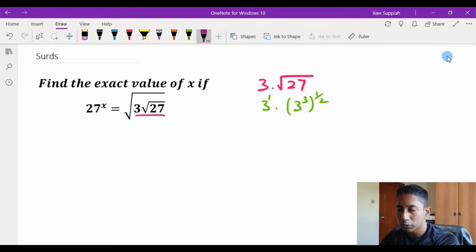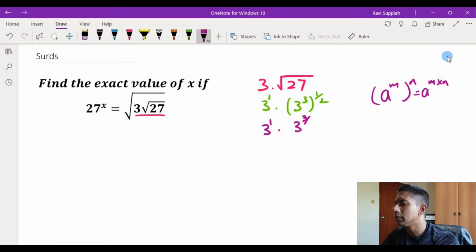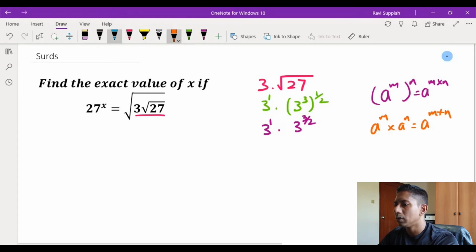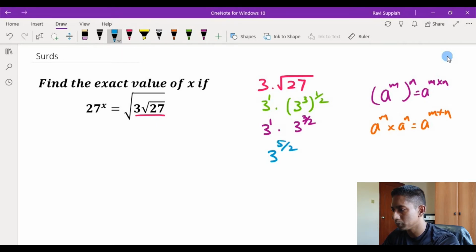By indices rules, we know that (a^m)^n is a^(m times n). So here what I have is 3 to the power of 1 multiplied by 3 to the power of 3 over 2. Now the next indices rule we're going to apply is a^m multiplied by a^n is equal to a^(m plus n). We can apply this rule over here. So I have 3 to the power of 1 plus 3 over 2, which gives 5 over 2.